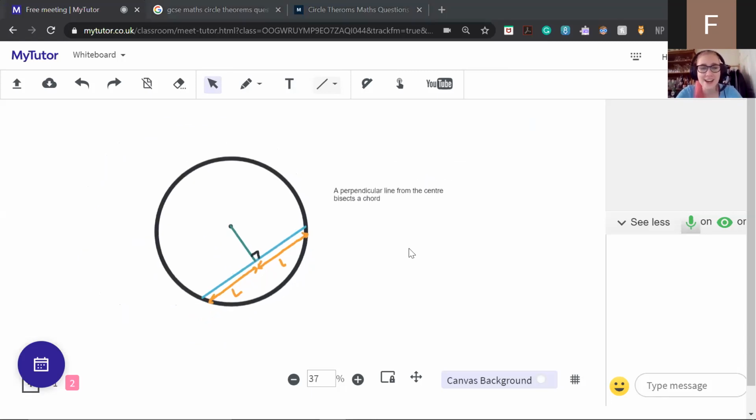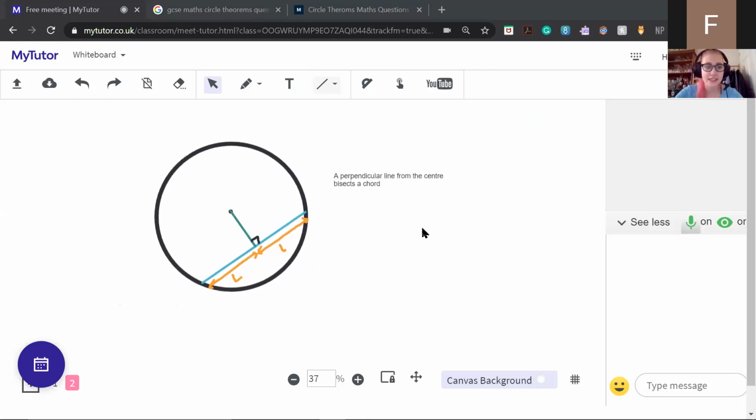Someone said these diagrams look weird. They do, but you get used to seeing them the more you do. Okay, so we're on the last circle theorem, and this one has a name, which is very exciting.